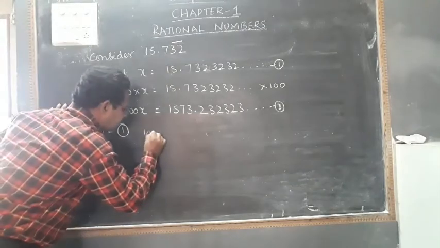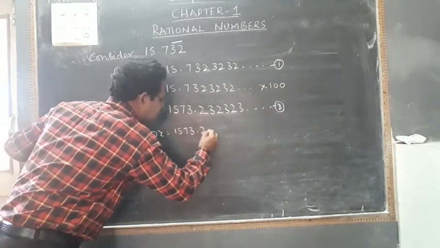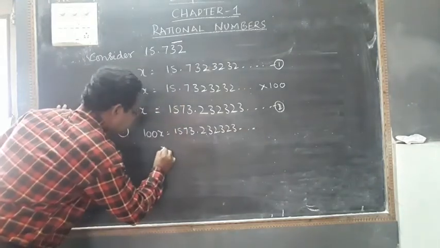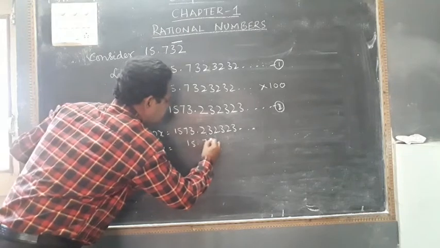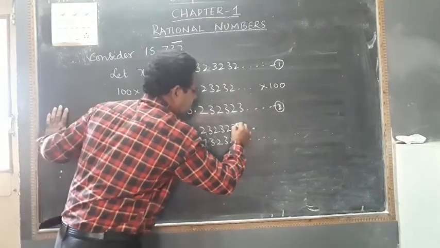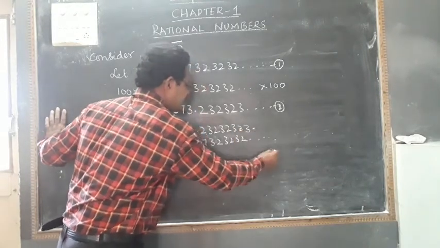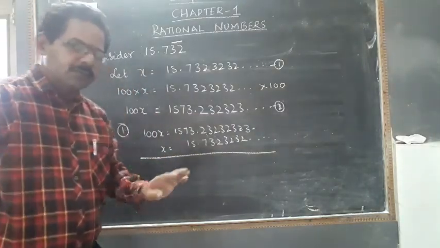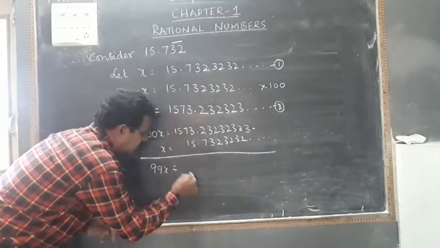What is the second equation? 100x is equal to 1573.232323 and so on. And the first equation is x equal to 15.7323232 like this. We have to subtract. No need to be confused here, it's very easy. 100x minus x is equal to 99x, we got here.